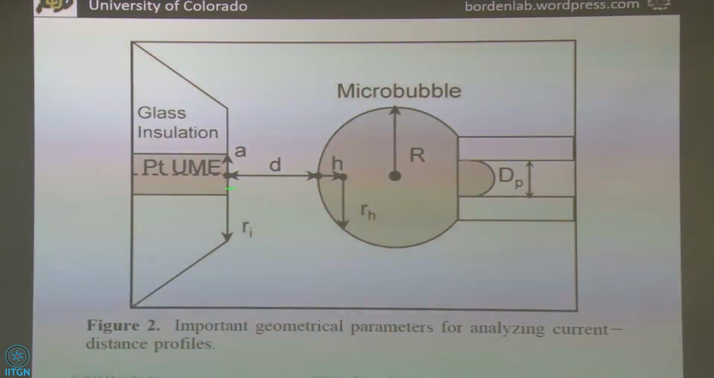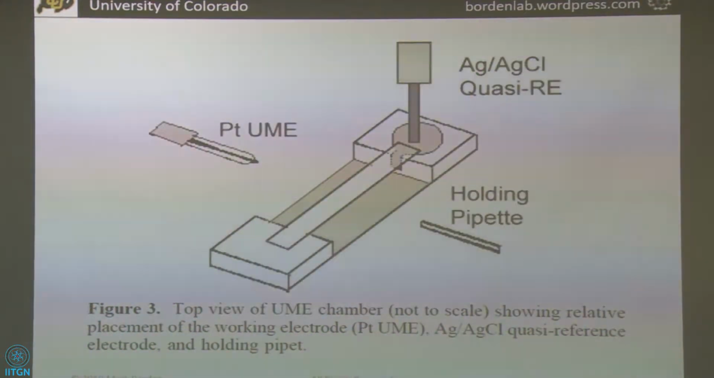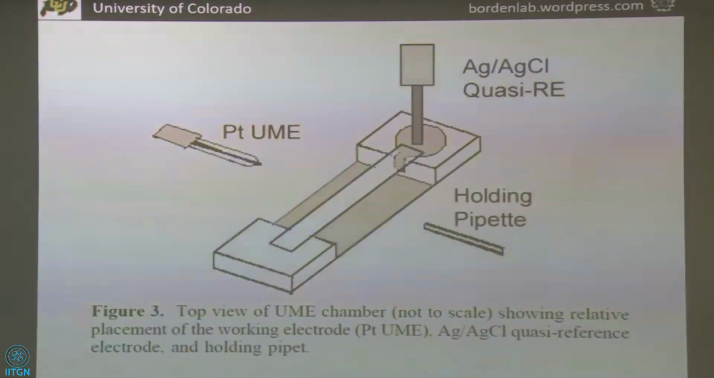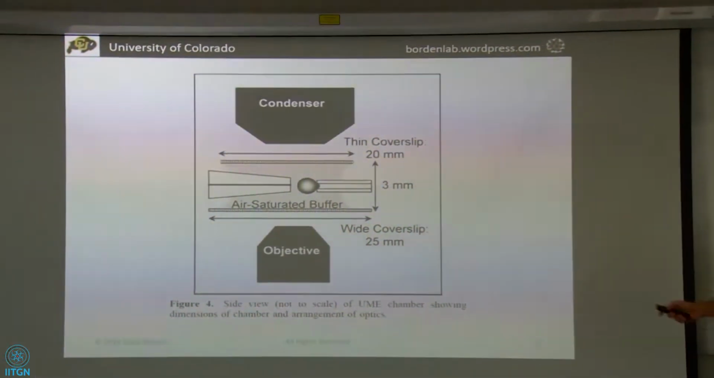So this just shows the geometry. It's a platinum, what they call an ultramicroelectrode. That is an electrode of only, I think it was 25 microns in diameter. These are relatively bigger bubbles, in order to have a bubble that's large enough with respect to the platinum. And it was held with a pipette. So you have a holding pipette here, a platinum electrode here, and they're in this chamber, and you have to have a reference electrode here too.